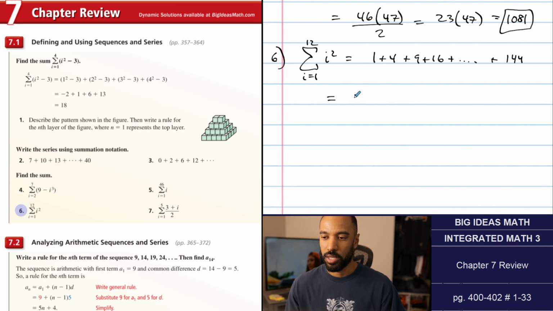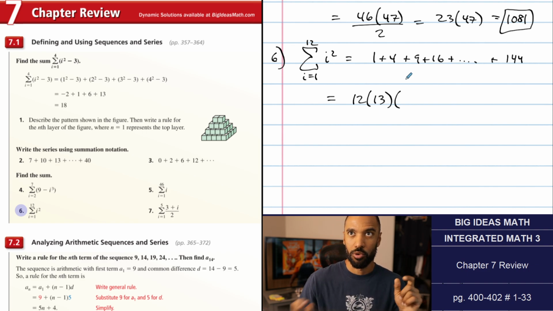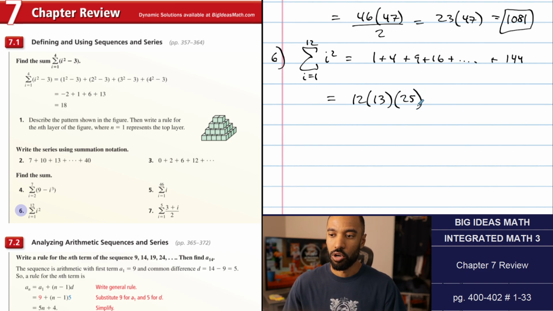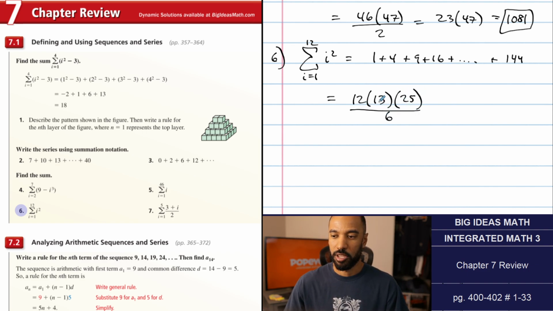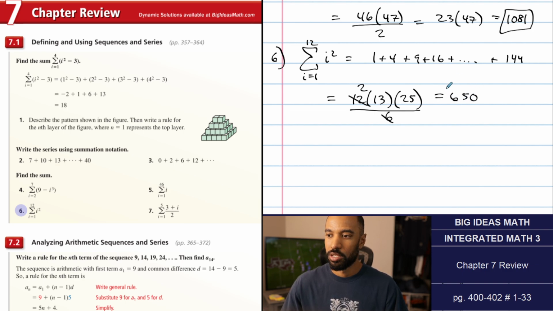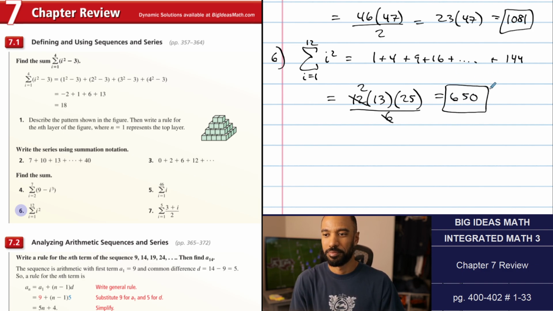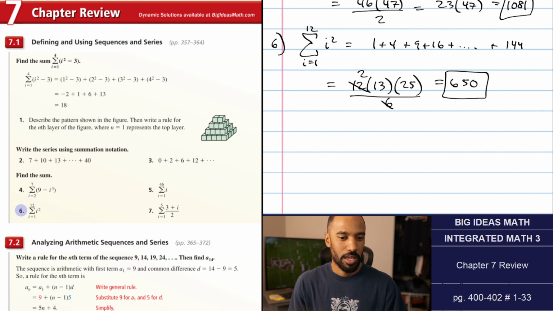So we're going to be doing 12 times 12 plus 1 times 2 times 12, 24, plus 1 is 25, all over 6. That's pretty big numbers overall. 12 over 6 is 2. 2 times 25 is 50. 50 times 13 is 650. No calculator there. Okay.